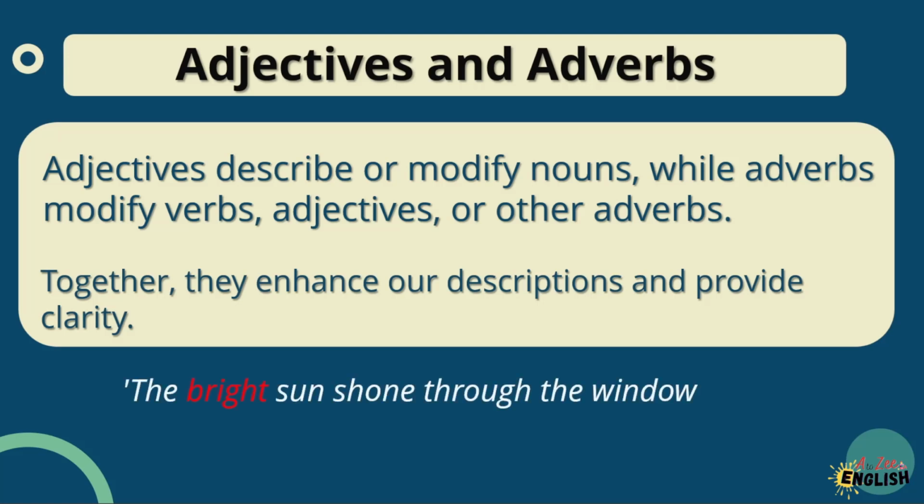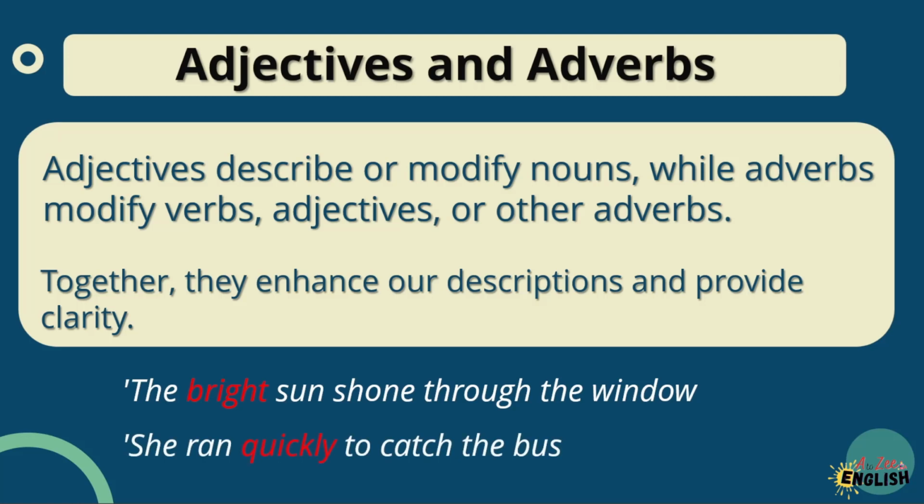For example, the bright sun shone through the window. Here, bright is an adjective because it describes the noun sun. It tells us more about the quality of the sunlight, indicating that it is intense or vivid.